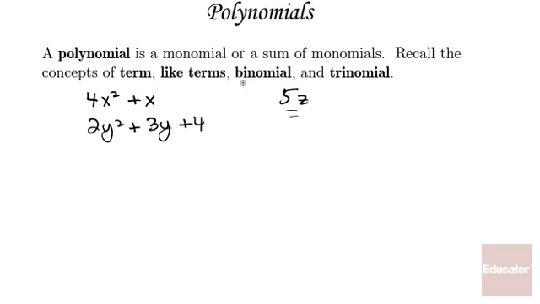Okay, so looking at these other words, binomial. So a binomial is a polynomial that contains 2 terms. So it's the sum of 2 monomials, whereas a trinomial is the sum of 3 monomials. A monomial is simply a single monomial. Okay?